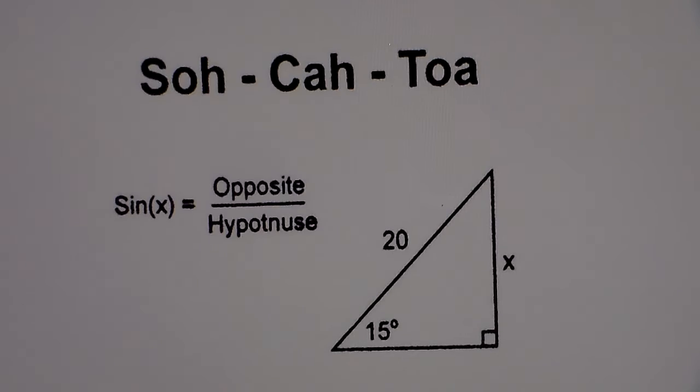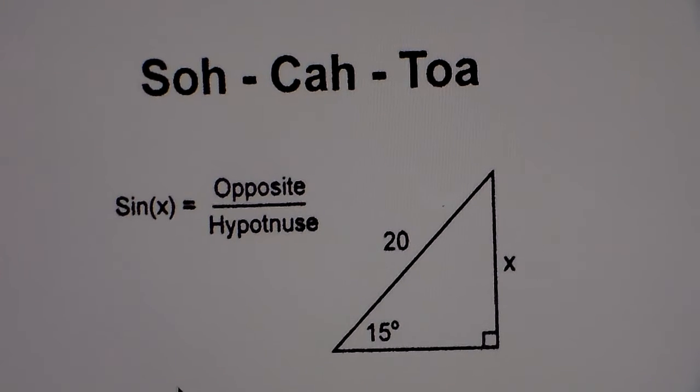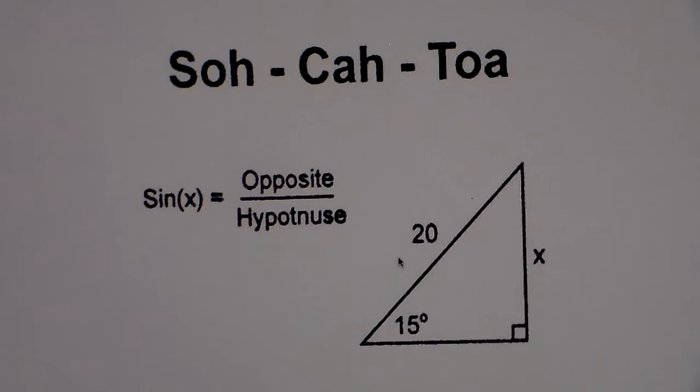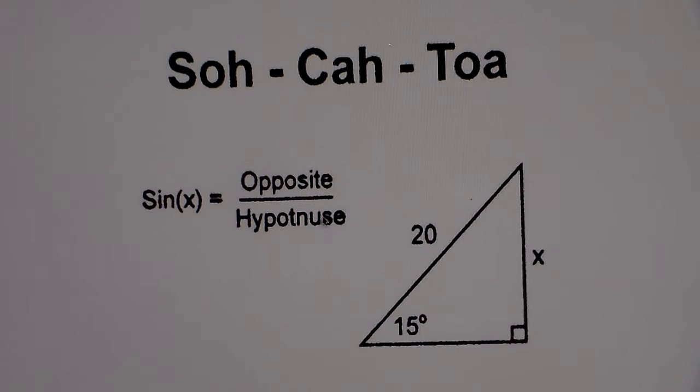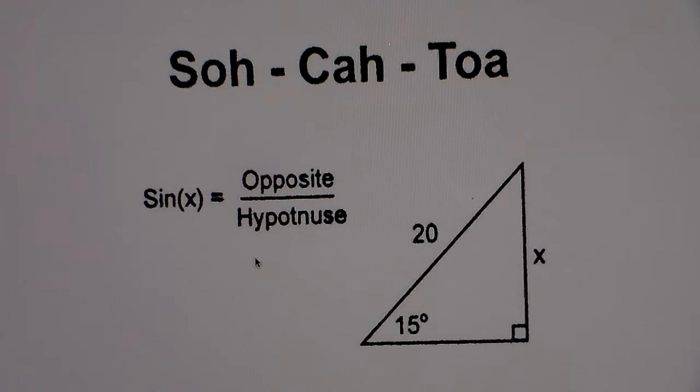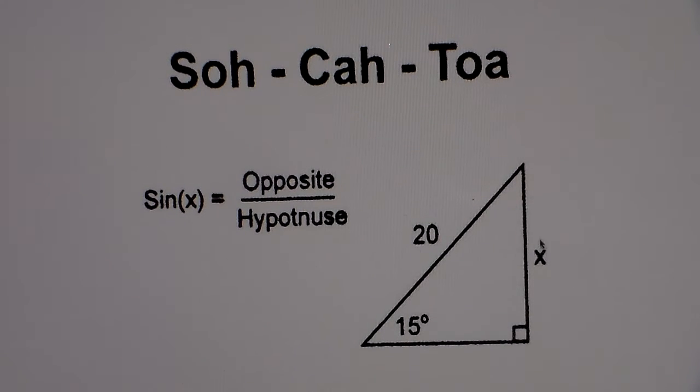So now, what we got to do, we got to do 20. Because 20 is on the bottom, so you multiply by 20 to both sides. So it's going to be 20 times sine of 15. And now get us the value of x. So 20 times sine of 15, we put that in the calculator. We're going to get 5.17. So the height right here is 5.17.